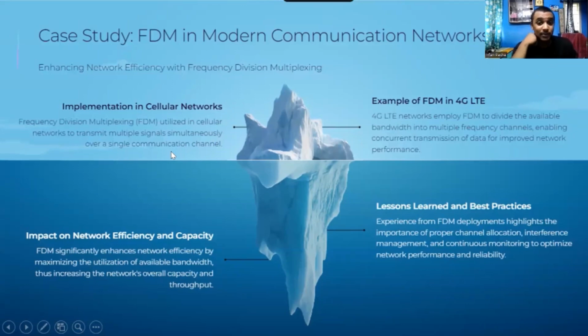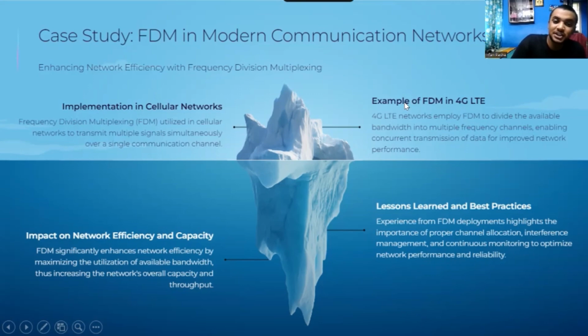The case study on FDM in modern communication networks. This case study has been taken from newspaper articles, from The Hindu, Times of India, the New York Times, and here and there as the implementations took place. So this is based on facts and figures. I hope these facts and figures are correct because I just trusted the newspapers. In today's era, it's difficult to trust anyone, even the news media.